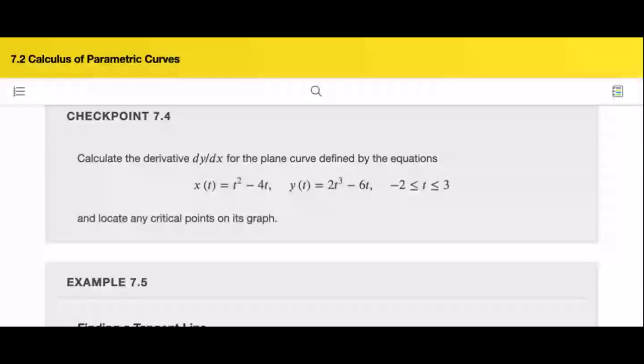Should we do this together at the whiteboard? Or everyone is okay with this? Yes, negative 3, yes. Okay. So let's write down the question. Let's write down this function. So x of t equals t squared minus 4t. Y of t equals 2t cubed minus 6t. And t goes from negative 2 to 3.